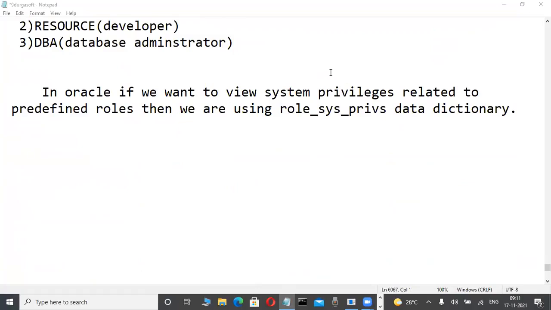Schema is nothing but user plus database objects. In all databases, users are called schemas, but on the Oracle side, the user plus the database objects in that user is called a schema. In all databases, user and schema are the same, but on the Oracle side, schema means user plus database objects. It is an extra concept on the Oracle side. Don't worry. Now write some theory.